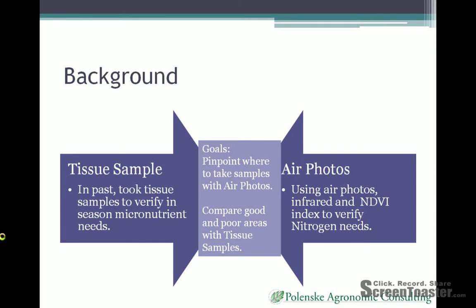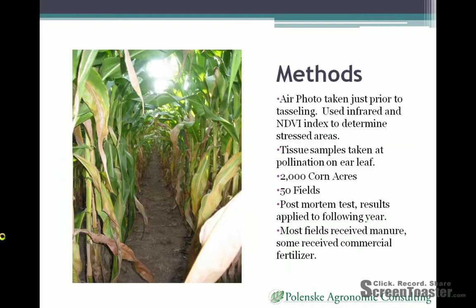So our goal in all this was to pinpoint where to take tissue samples by using these air photos, and then we could compare the good and poor areas with tissue samples. The method was that the air photo was taken just prior to tasseling. As I said, it used the infrared and NDVI index to determine stressed areas. They're claiming that the stress was due to nitrogen, and that's what we wanted to use the tissue samples to see, kind of what was going on.